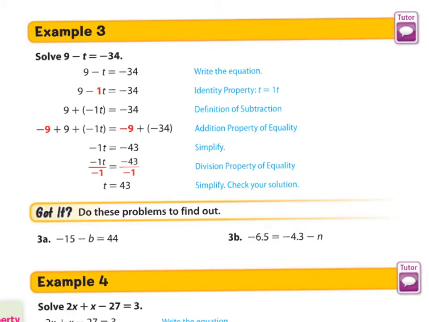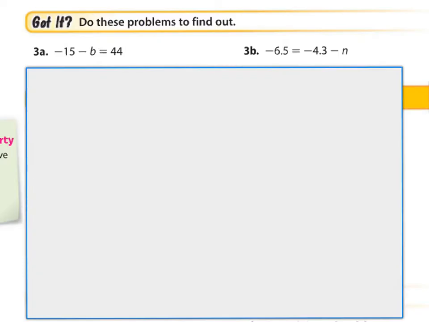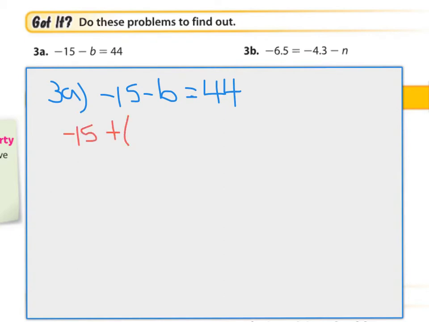Let's try that. Rather than watching me do it first, go ahead, pause the video, and you try it on your own, and then play the video to check your answer. Pause now. For question 3a, we have negative 15 minus b equals 44. Let's rewrite it as negative 15 plus negative 1b equals 44.